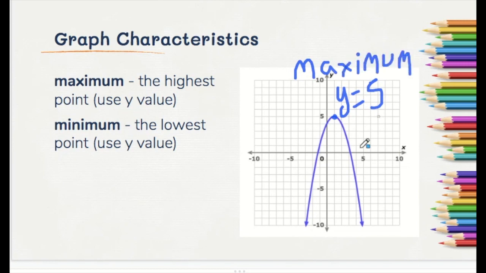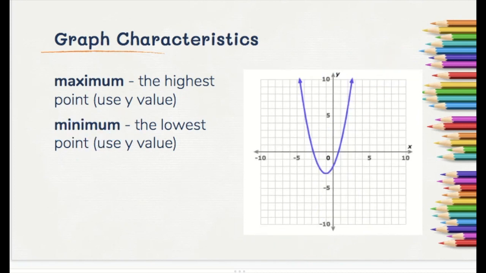If they ask you for the minimum here, you have to be really careful because if you look, the arrows point down. That means it goes to -infinity. So in this graph, there is no minimum because it goes to -infinity. The arrow means it goes on forever.